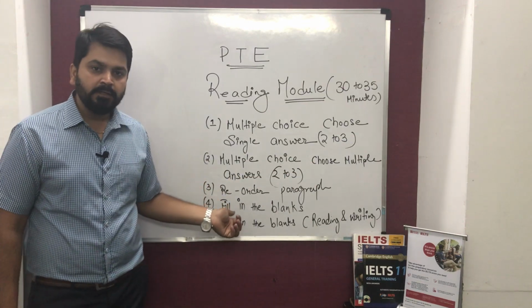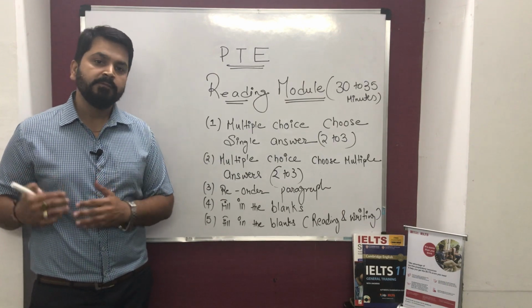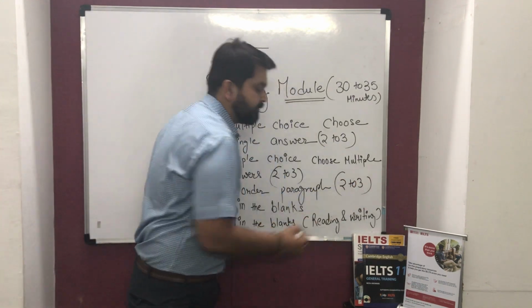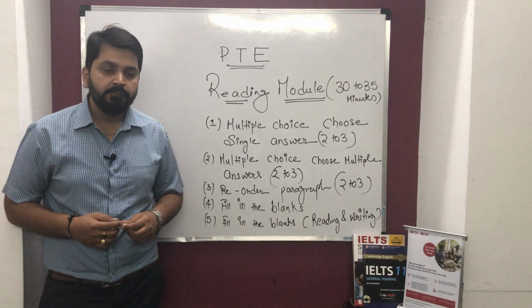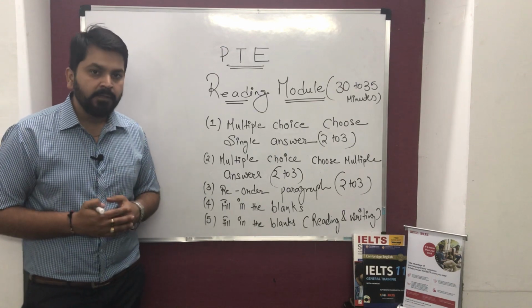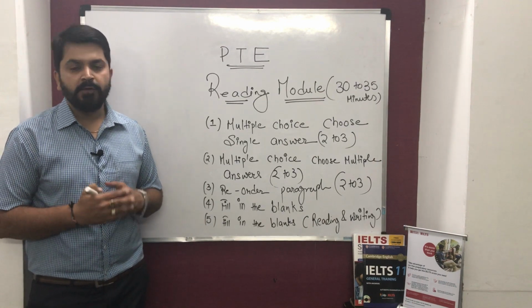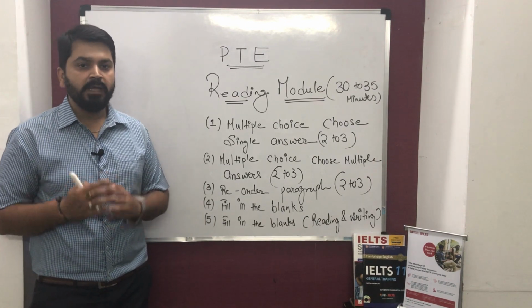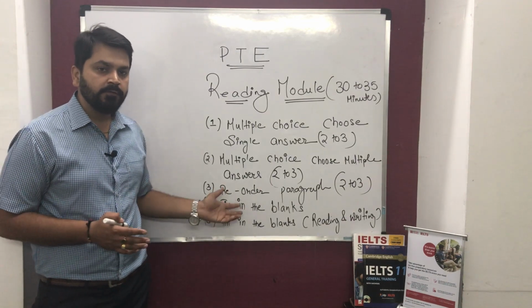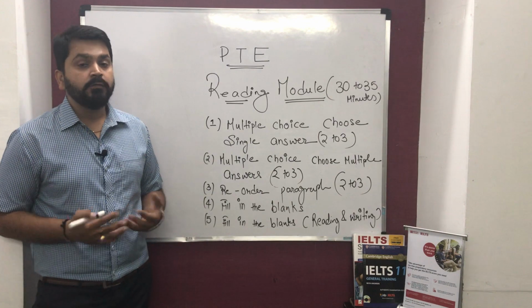Then comes reorder paragraph. There will be sentences in jumbled order, not in sequence. You have to arrange them in sequence. There will again be 2 to 3 question types. In this reorder paragraph, for each pair you get 1 mark. So let's say there are 5 sentences, so 5 sentences make 4 pairs, so for every pair you get 1 mark. So one reorder paragraph question would be around 4 to 5 marks. If there are 2, it would be 8 to 10 marks.